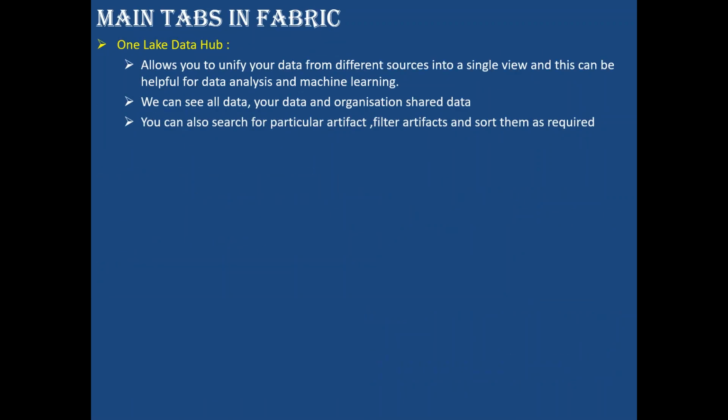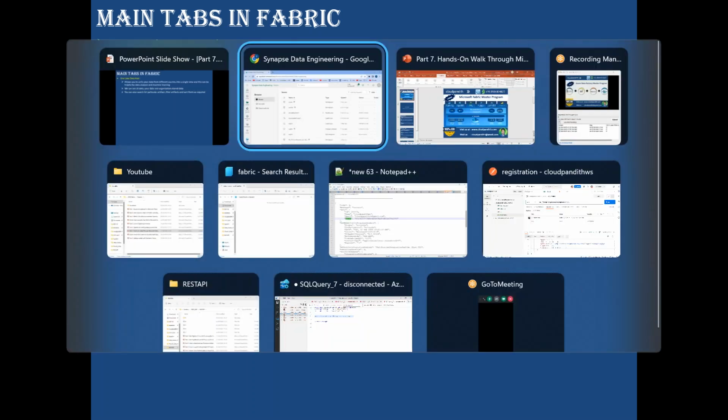OneLake Data Hub. So what is OneLake Data Hub? It basically allows you to unify your data from different sources into a single view. This can be helpful for data analysis and machine learning. We can see all data, your data and organization shared data in the OneLake Hub, and you can also search for a particular artifact, filter the artifacts and sort them as required.